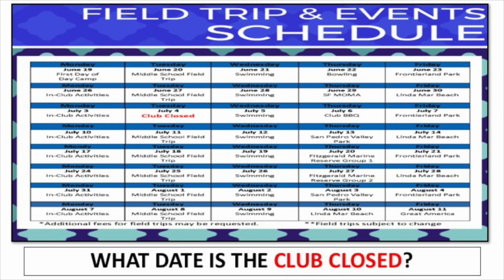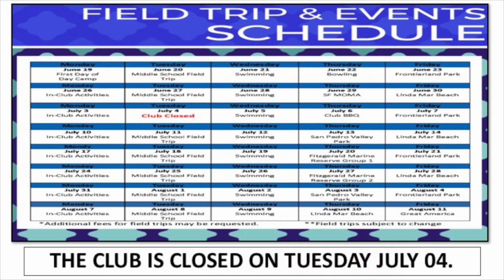What date is the club closed? Okay, so look for the red writing, guys. Club closed. What date is the club closed? July 4. What day? Tuesday. Excellent, Packbone. You can see here, we've got club closed Tuesday, July 4. That's excellent. And that's how we read the program correctly. The club is closed on Tuesday, July 4.